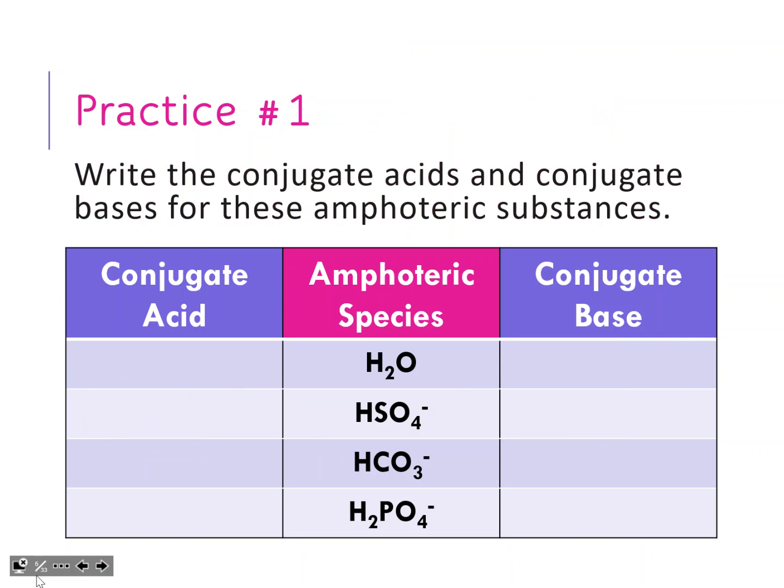So now we're going to practice. We're going to look here at making the conjugate acids and bases for these amphoteric substances. So if we're going to the conjugate acid side, what are we doing? Are we adding the H or taking away the H? To the conjugate acid? Forming the acid, yes, you're going to be adding the H plus.